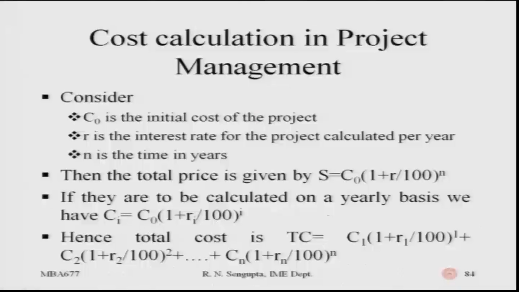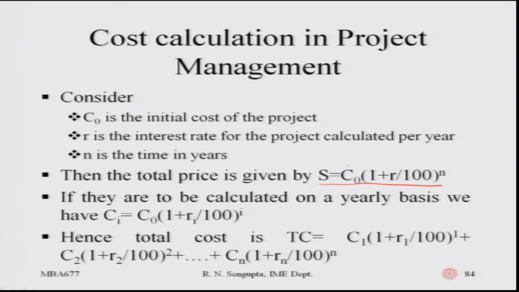So, consider this. C0 is the initial cost of the project. R is the interest rate for the project calculated per year. I am basically considering R as the interest rate per annum in a very simplistic sense, and consider it is deterministic, where n is the number of years for which we will be finding out the value of the project. Then the total price would be given by this formula.